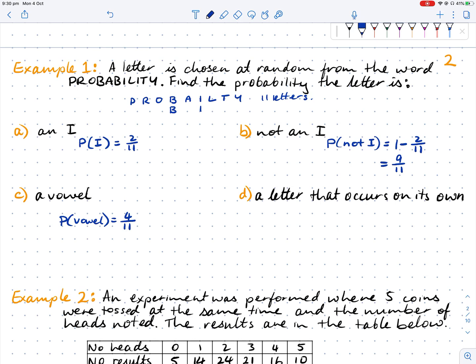And the letter that occurs on its own, so it doesn't have a double up. So we're going to leave out the B's, going to leave out the I's. That's 4 letters that we're taking out. So then the probability of a letter on its own will be taking out 4, so that's 7 out of 11.